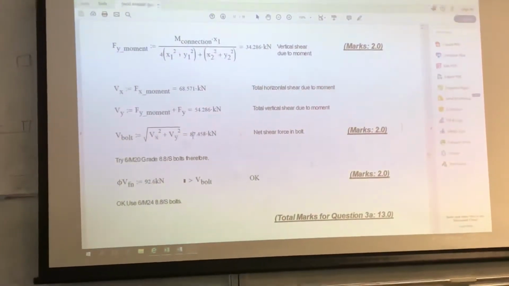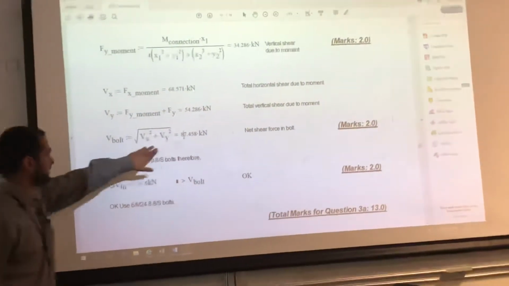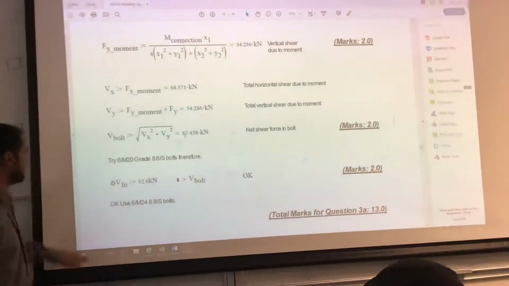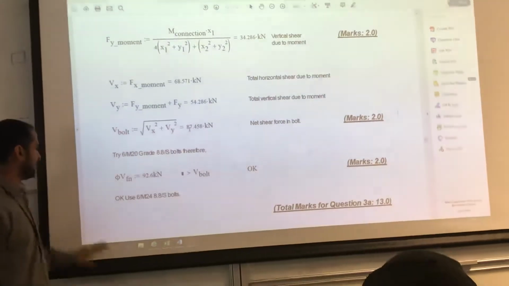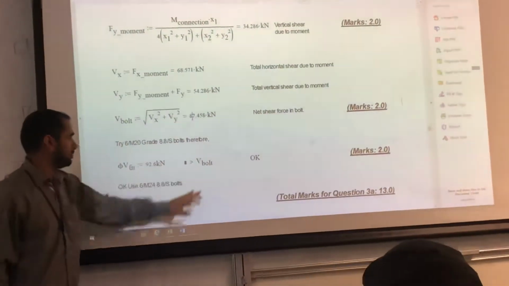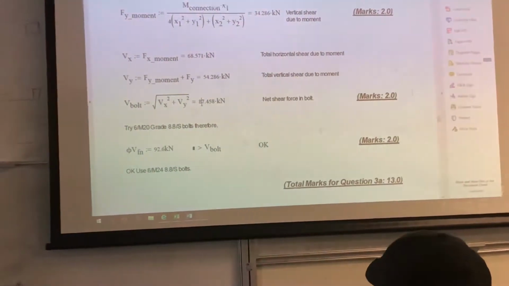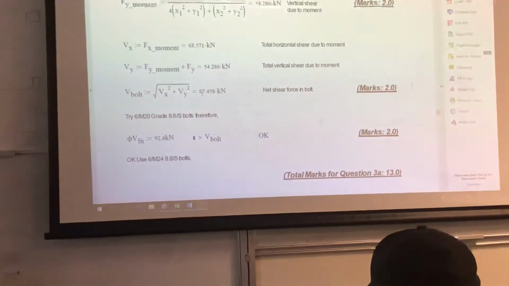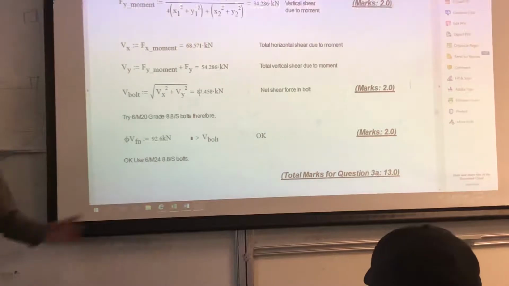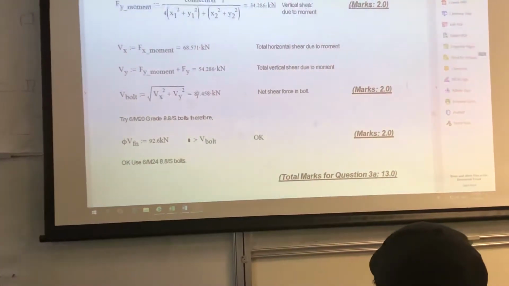So we just simply then find out the resultant. Resultant 87.458. Then try 6 M28 grade 8.8 bolt. Therefore VFN is equal to 92, greater than V bolt, and it's okay to use. So I chose because I know the demand. Go back to the tables, check against what is the capacity of those bolts and what size we can choose.